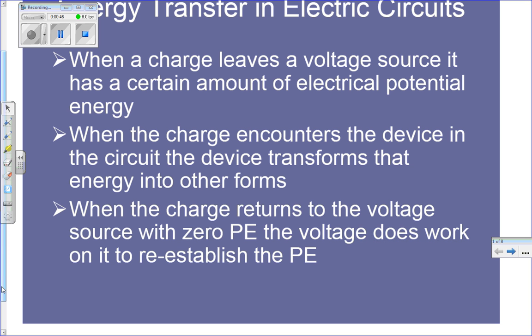So as the charge flows back around to the voltage source, it gets back with zero electric potential energy. Then the voltage source does work on it again to increase its electric potential energy and send it back out through the circuit.